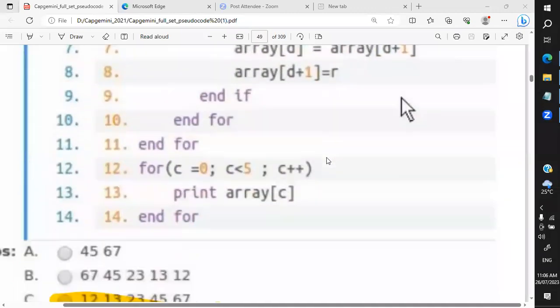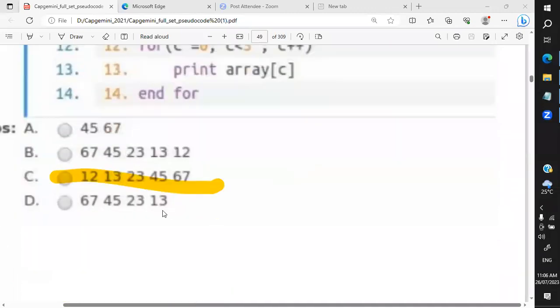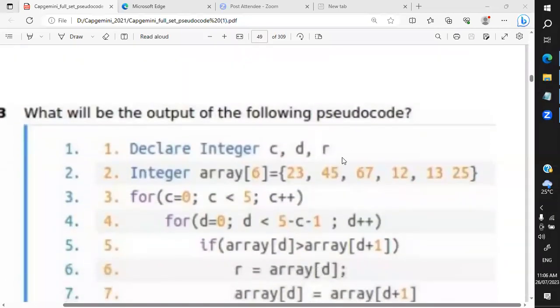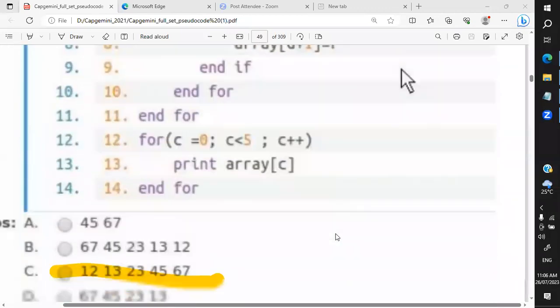12, 13, 25, the options are wrong. Don't worry about it. But whatever elements are there, those get printed in sorted order. 12, 13, 23, 25, 45, 67. That's the answer. Okay, cool. Going for the next one.